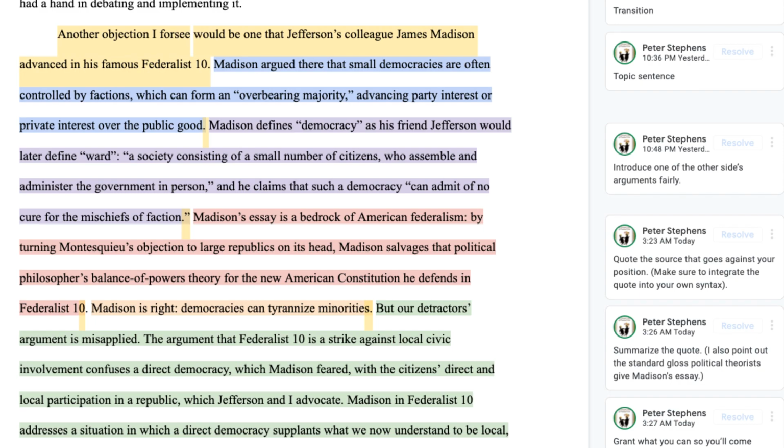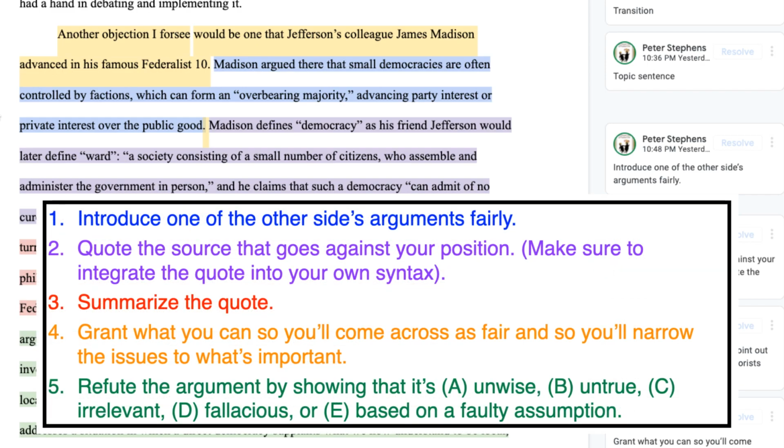It starts with a transition, another objection I foresee. It transitions from the first objection that I dealt with in the previous paragraph, and then the topic sentence goes on. It would be one that Jefferson's colleague James Madison advanced in his famous Federalist 10. And now I'm going to introduce one of the other side's arguments fairly, I hope. Madison argued that small democracies are often controlled by factions, which can form an overbearing majority, advancing party interests or private interest over the public good.